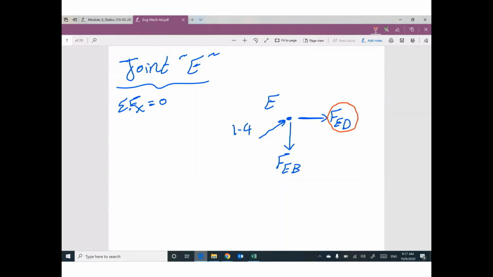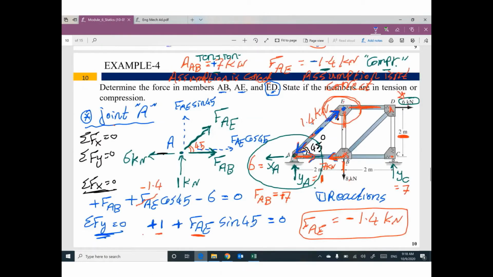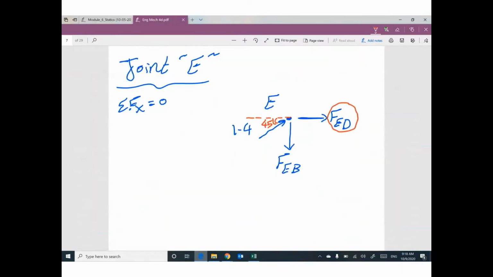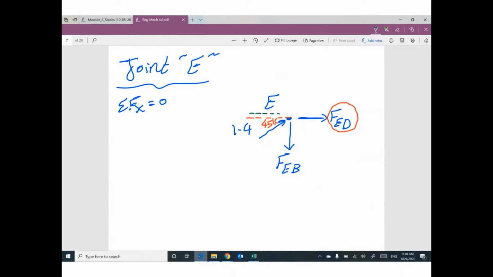Remember this member has an angle here of 45 degrees. It will be 45 degrees here also. Anyway, we have a horizontal component, which will be 1.4 cosine 45 degrees. We have a vertical component, 1.4 sine 45 degrees.